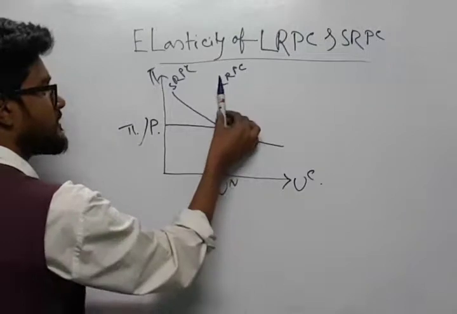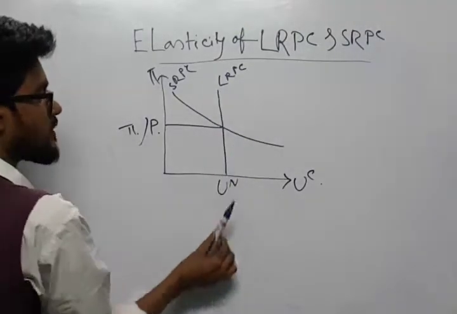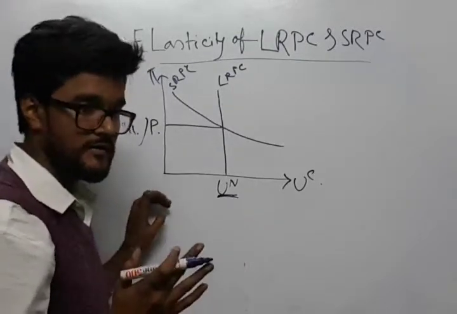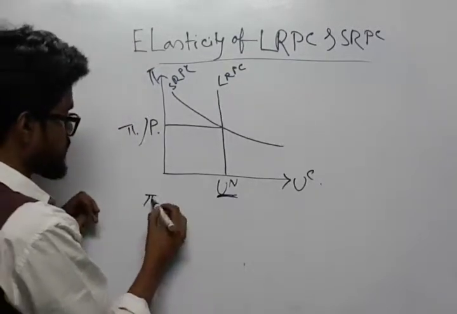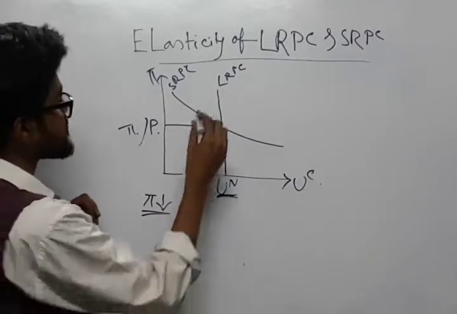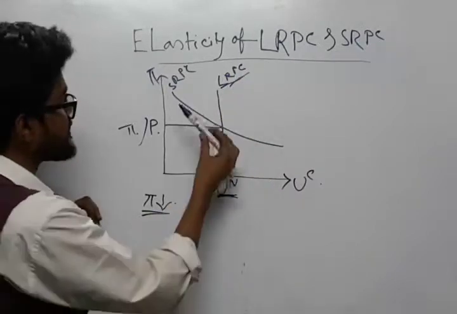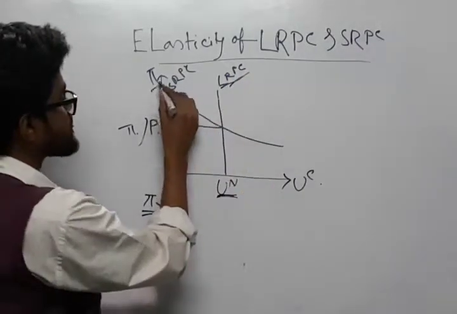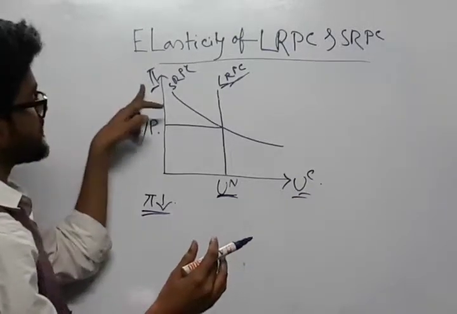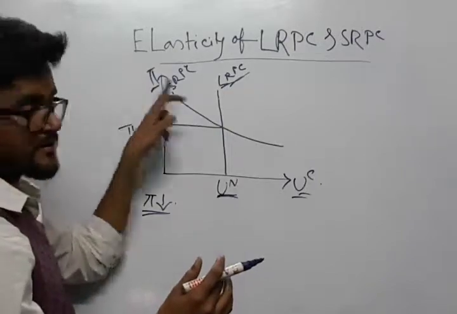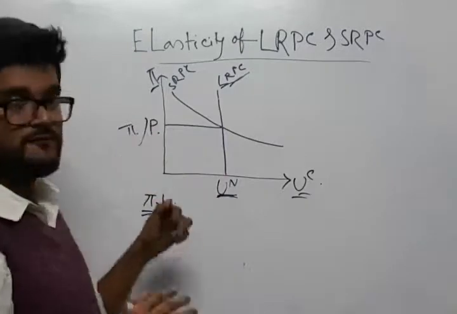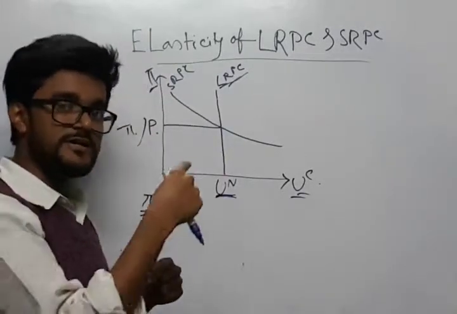As you can see, in the long run Phillips curve, no matter what happens, the UN is always constant. Even if you want to decrease inflation, the UN is constant in the case of the long run Phillips curve. But in the short run Phillips curve, the relationship between pi and UC is always inverse. That is, when you decrease pi, the UC increases. When inflation decreases, the unemployment rate increases.